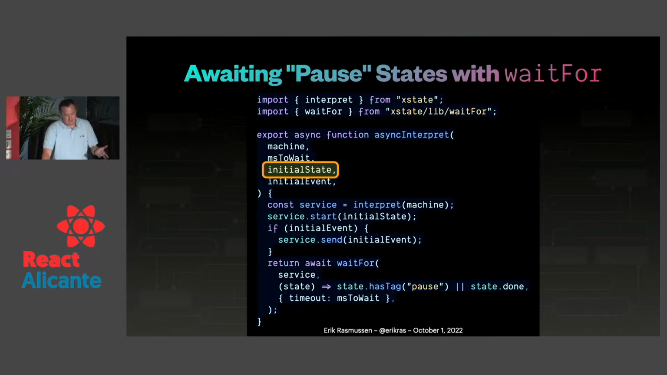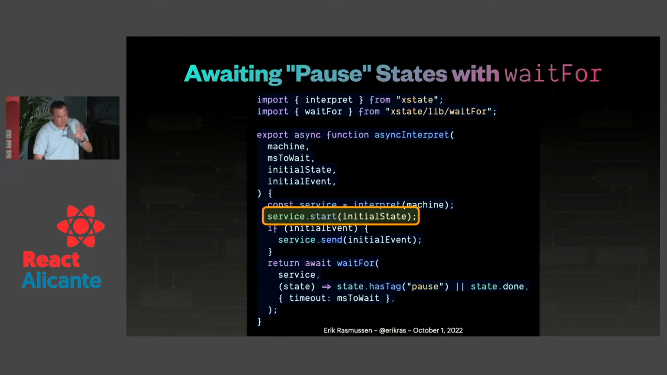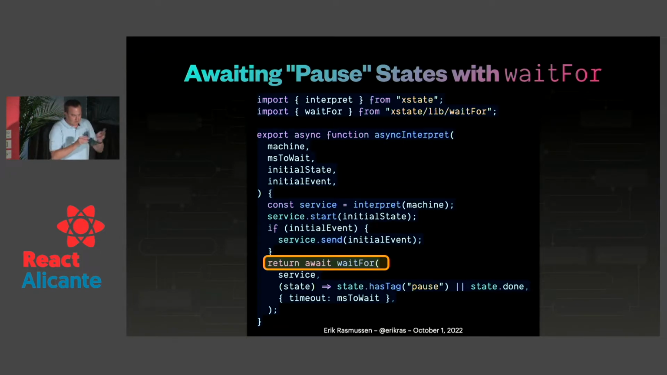So you also give it the initial state, and optionally some sort of initial event to run when you start it. So we create a service by using the regular interpret function on the machine definition, and then we boot up that service at this initial state. And then if we happen to have an initial event to pass, then we pass it, and then we wait. It's going to be calculating all its things. Maybe it's fetching something, we don't know.